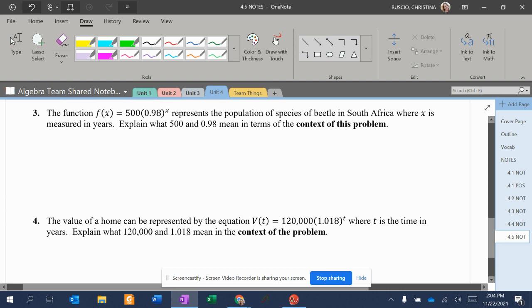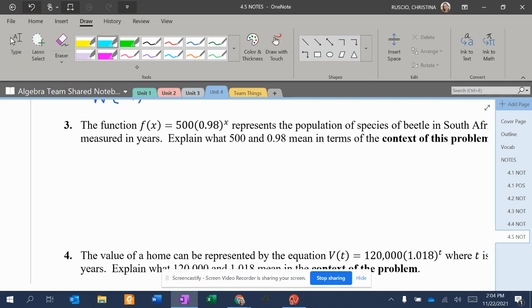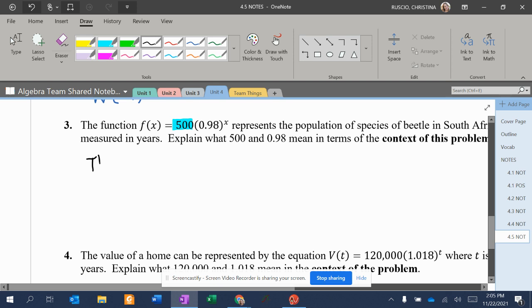Okay, number 3. So here we are now given a function. They gave us the function in this example, and it represents some beetles in South Africa where X is measured in years. So what we need to do is explain what 500 and 0.98 mean in the context of the problem. Well, most students always get the initial value right, which is there are initially 500 beetles.